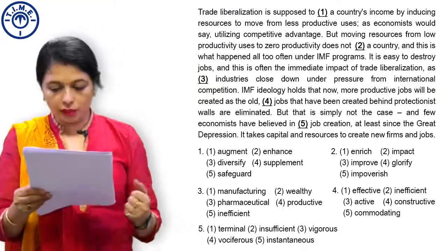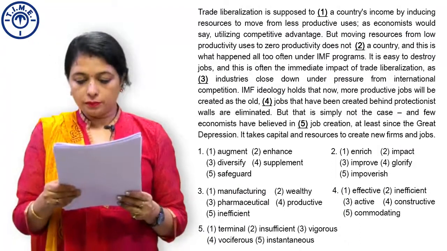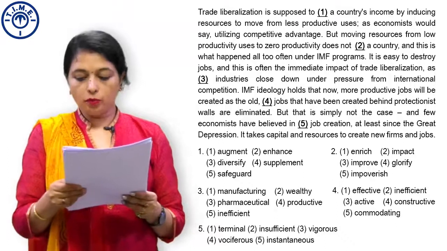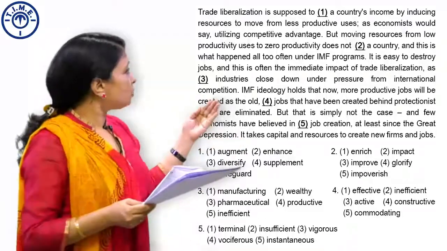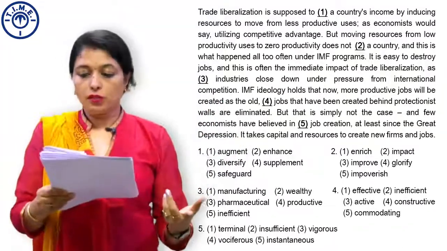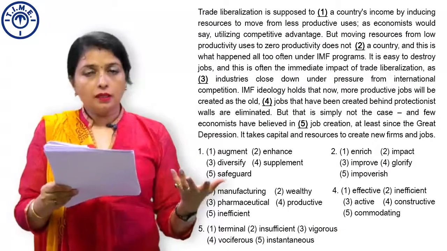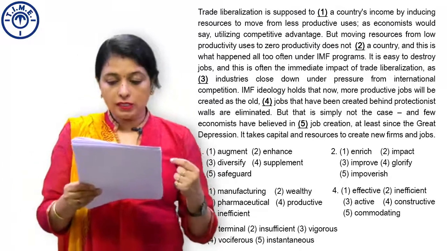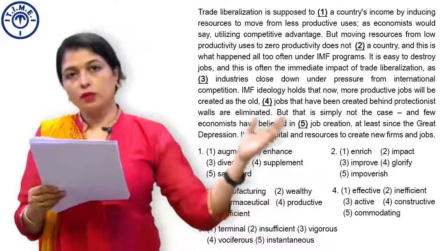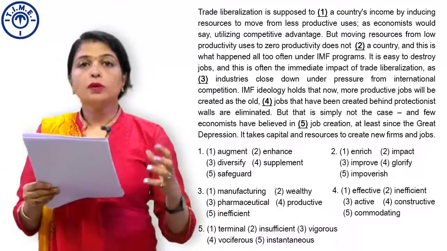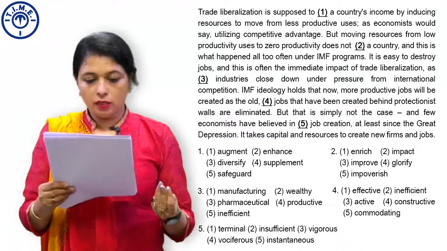So, we move on to the second blank. The second blank has the words enrich, impact, improve, glorify and impoverish as options. So, it says, but moving resources from low productivity to zero productivity does not do something for a country. Now, what does it not do? I think enrich is our best bet because it cannot enrich a country. Moving from one area of low productivity to another area of zero productivity cannot make a country any richer. So, 1 seems to be the most likely choice.